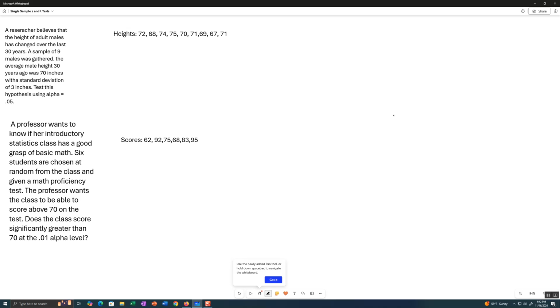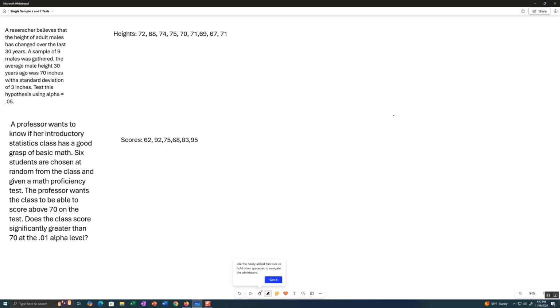So here we have a sample of 9 males and their heights. And we're comparing it to a population with a mean of 70 and a standard deviation of 3. So here you have sigma. So you have the population standard deviation. So once you have that, you know it's Z.